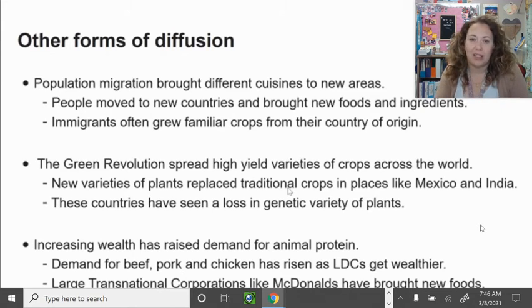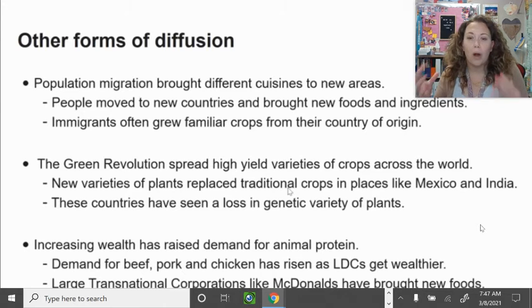The Green Revolution is actually going to help us get more crop varieties around the world. So new varieties of plants and animals, like in Mexico and India, for example, because of the technologies of the Green Revolution, use of fertilizers and pesticides, greenhouses, irrigation allows those countries to start growing things they would have never been able to grow before.